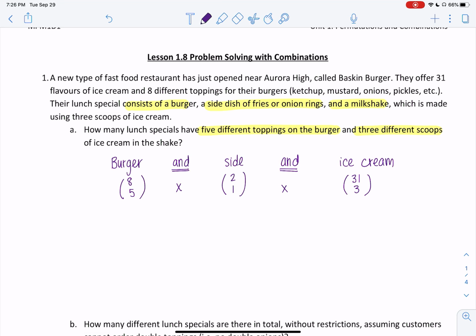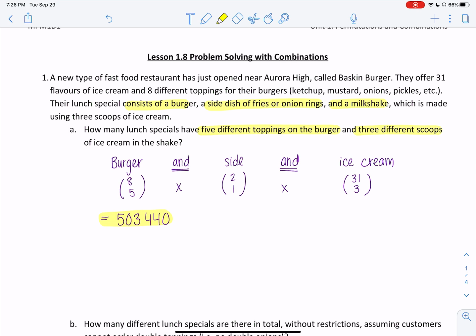On your calculator, there should be a combinations button, one that says nCr. If you don't have that button or you don't know how to find it, you can calculate it by hand and then ask me how to find it via email and I can help you that way. So if you have that button or you calculate it by hand, you should get 503,440 different lunch specials where you have 5 different toppings on the burger and 3 different scoops.